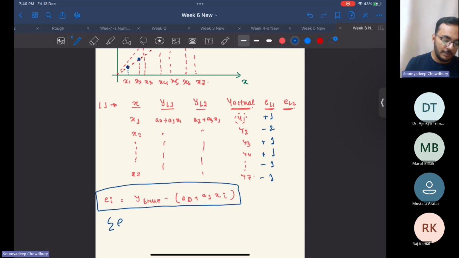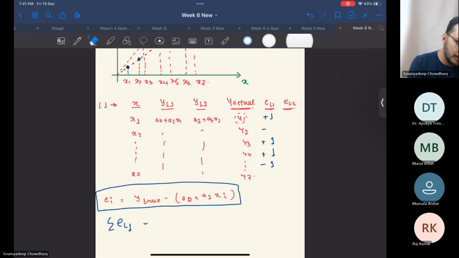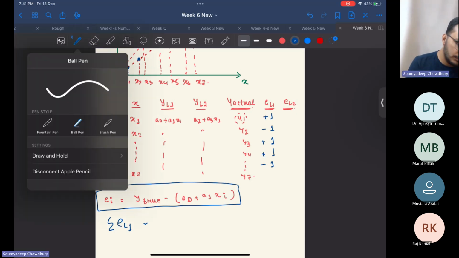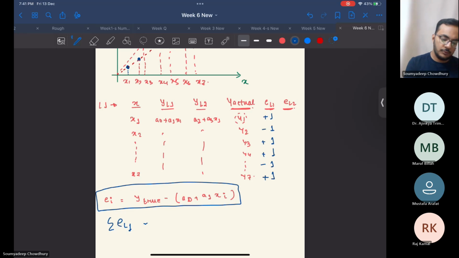If you sum up the errors for L1, it is 2, 3, -2, 1, +1, 3, 2, and here it is -1. If you sum up all of these, your error will be 0. That gives a wrong impression that there is no error.